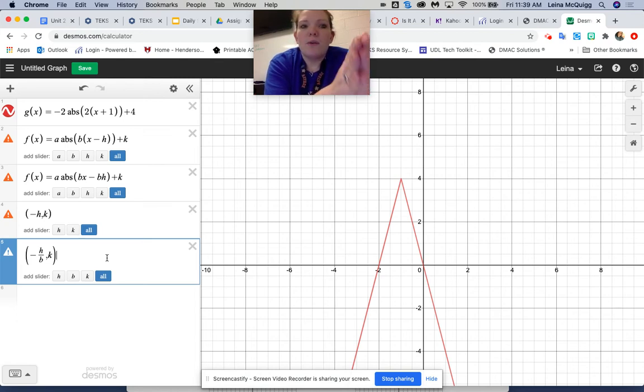Or I can go ahead and factor out, and the h value I see, the opposite of that, and my k. Okay? So let's look at some examples.